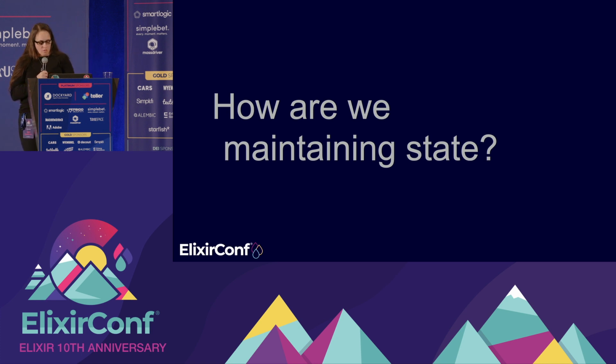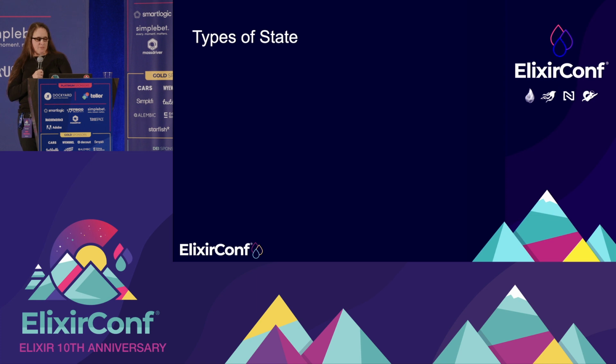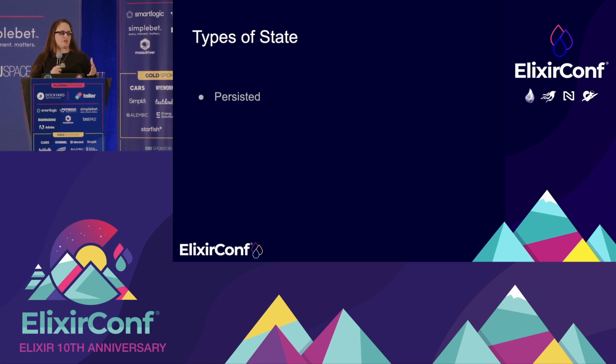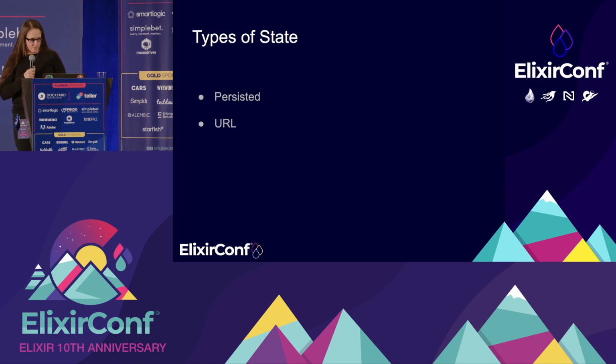And so I broke down state into four types. First, I have the state that's persisted, or available on the server is another way to say it. So basically, state that you're going to save off in your database, you have assurance that that state will be available to you later.